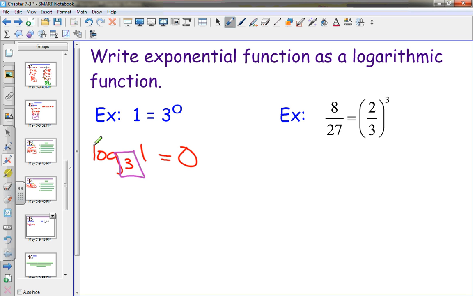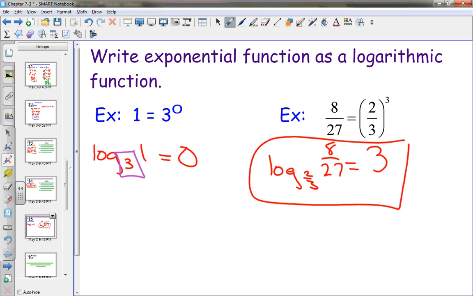Okay, what about this one over here? How do I write that? What's my base? 2/3. 2/3 is your base, so log base 2/3, leave a space, and you put an equal sign, and what's my power? And what drops down? 8 over 27 written big. Do we understand this?